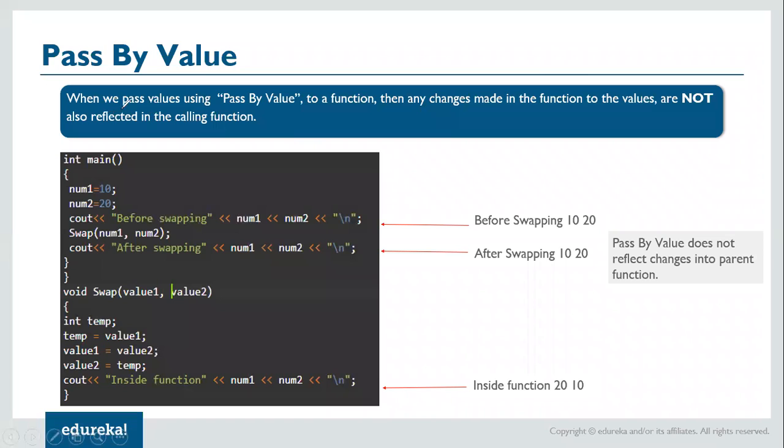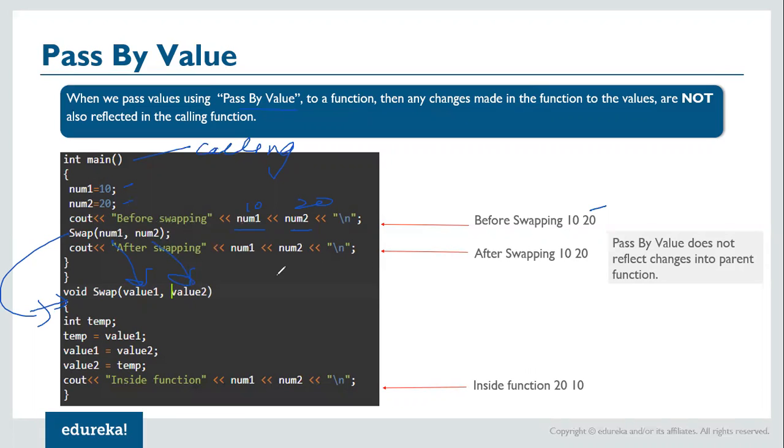So when we pass values by using pass by value concept to a function, then any change made in the function to the values are not reflected in the calling function. So here main is the calling function, right? So this is calling function, and this is the function which is getting called. So I have a number 10, another number 20 before I display the value, and I'll get the output as 10 and 20 as you can see here on the right side. I pass these two values to a swap method and this is passed by value. So this gets assigned to this, this gets assigned to this, right?